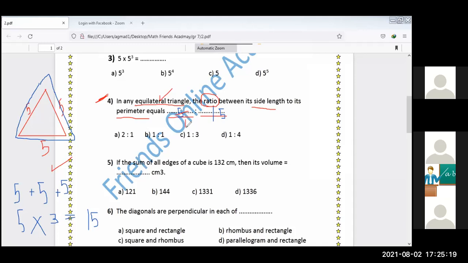Teacher, is this only if I take 5 and 5? No, if you make it 1, the answer will be 1 to 3. If you make it 2, the answer will be 1 to 3. If you make it 6, 1 to 3. Why, teacher? Because this one side, if you multiply by 3, gives you the perimeter. So 1 to 3. You got it, grade 7? Yes, teacher. Now, if you change this number and write any number from your mind, you will also get 1 to 3. Okay?